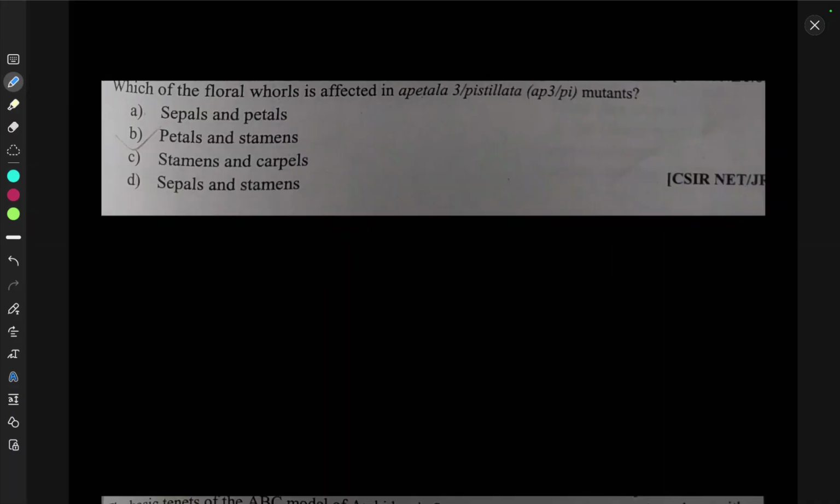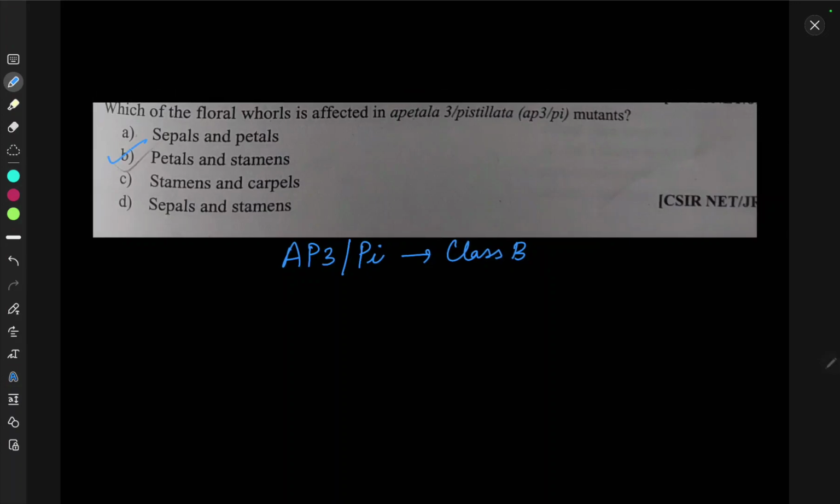Moving forward to solving some previous year questions, here's a question from the CSIR-NET JRF exam which says: which of the floral whorls is affected in Aptella 3 and pistillata mutants? Now we know that the Aptella 3 and the PI gene are the members of class B. And when there is mutation in class B genes, the petals and the stamen are not formed. Therefore, the answer will be option B.